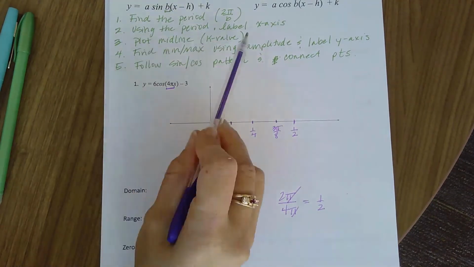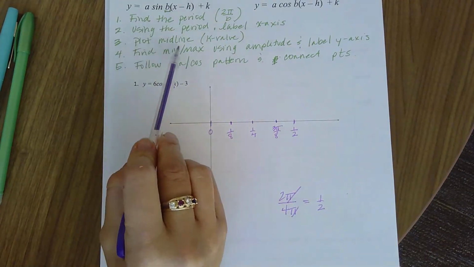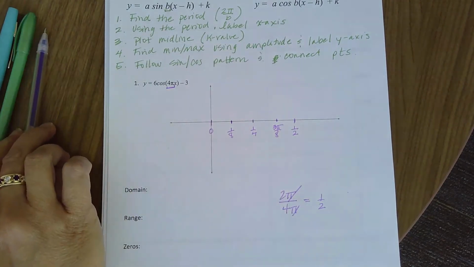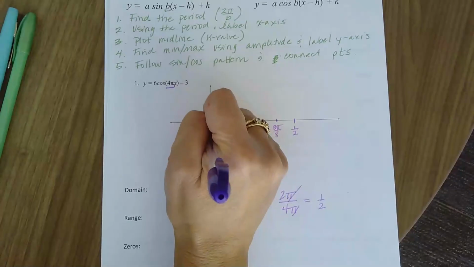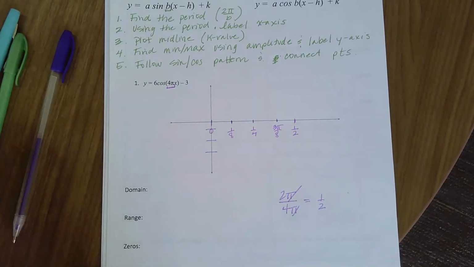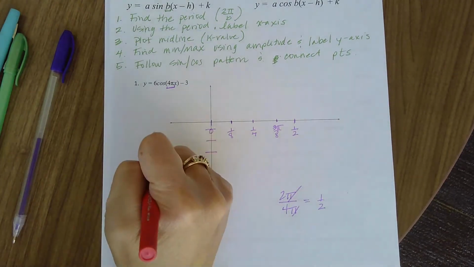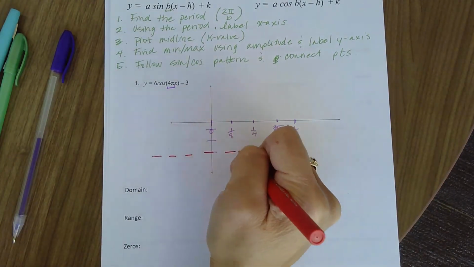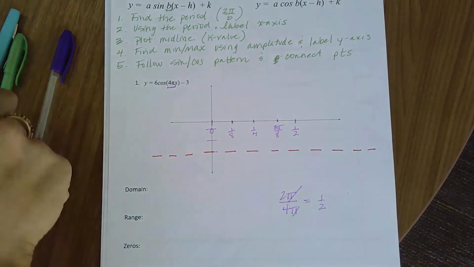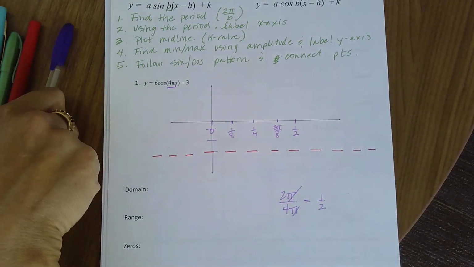All right, so we got the first two steps done. Number 3, plot the midline, which is your k value. So our k value in our equation here is -3. So I'm going to go ahead and count 1, 2, 3. I'll use a line for our midline. I always use a dashed line because it's not part of our graph. It just helps us graph. So I'm going to go ahead and label that down there at -3.